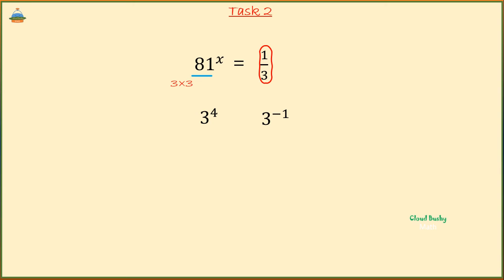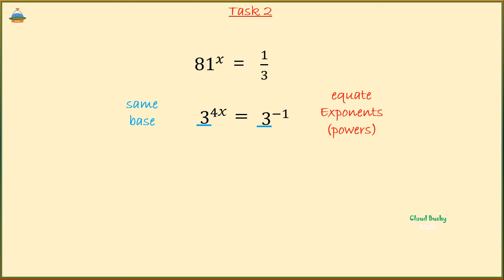3 times 3 is 9, times 3 is 27, times 3 is 81. So we have 3 to the power of 4x is equal to 3 to the power of negative 1. Now, since we have the same base, 3, on both sides of the equation, we can equate the powers. Equating the exponents, it means 4x must be equal to negative 1.